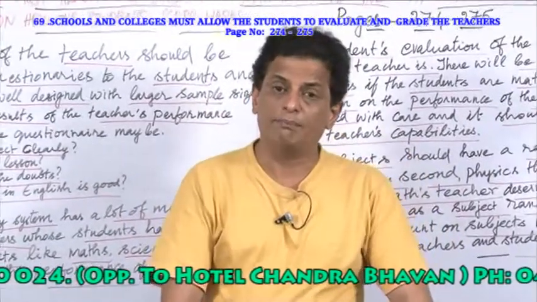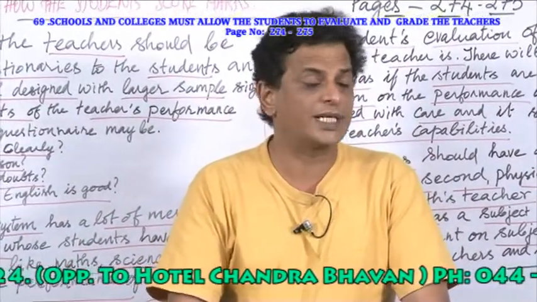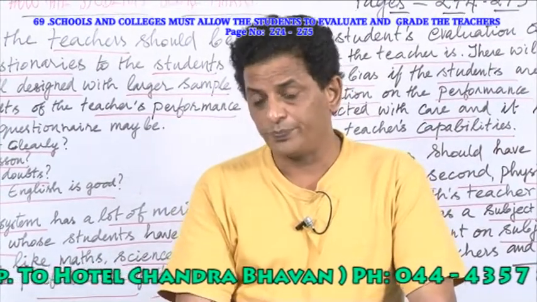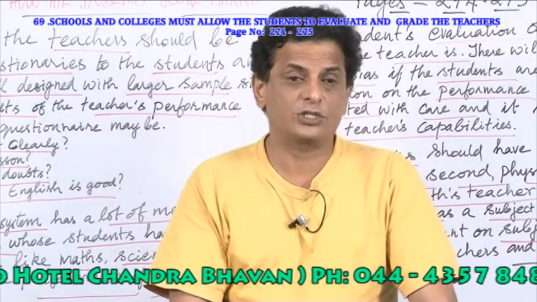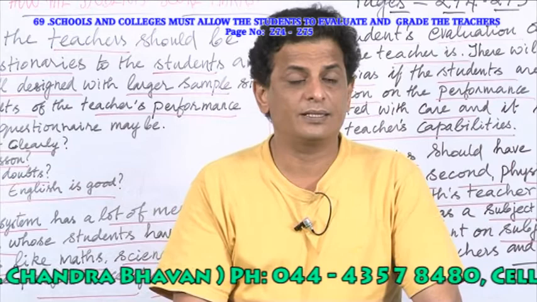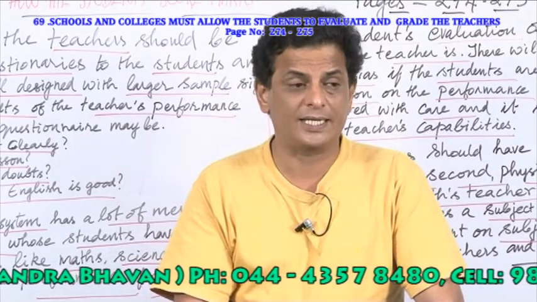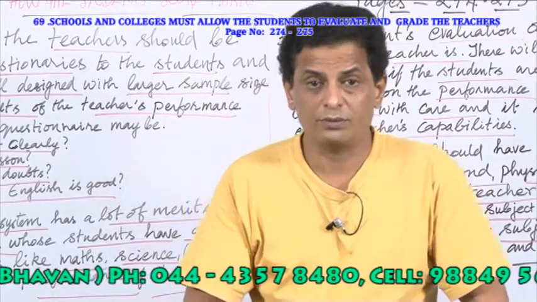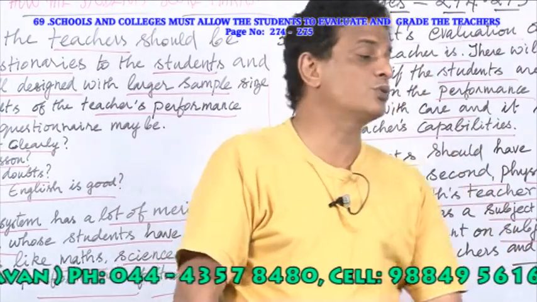So in maths, if the students get extraordinary marks, nice marks, and in physics, chemistry, biology, suppose they get low marks, the staff should be penalized. He should not be given the bonus salary. The bonus salary should be given to the teachers who perform well, that is, whose students score good marks in the subjects.